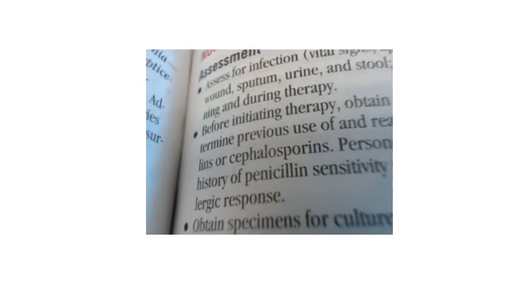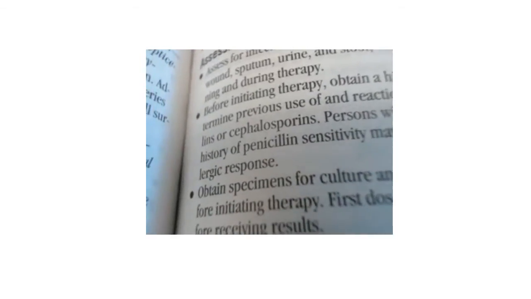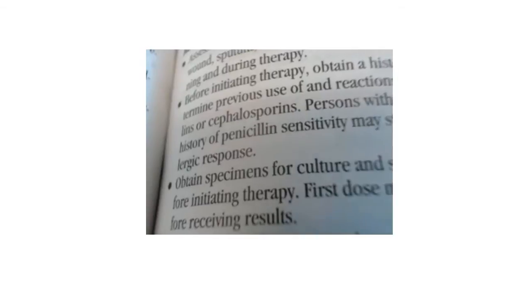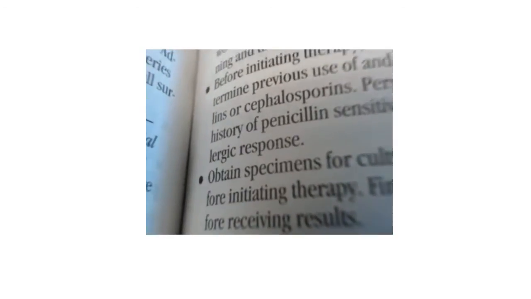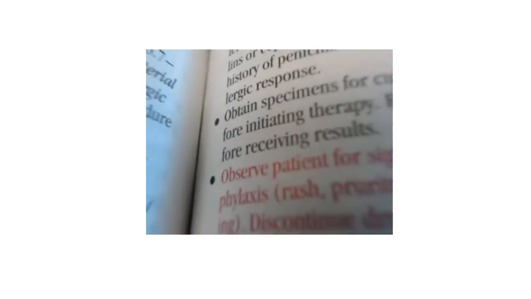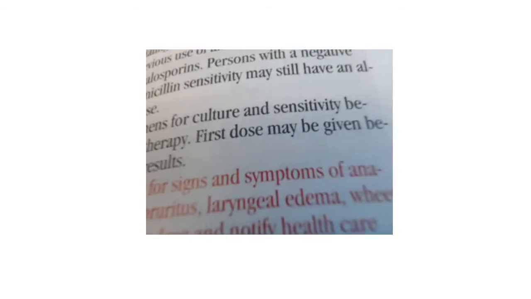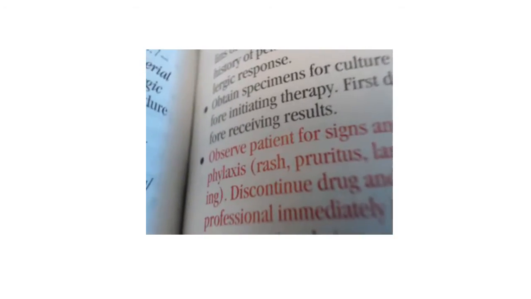If the person has a history of penicillin allergy, we would not administer it. And then with the first dose, we want to monitor them closely. We're going to observe that patient for any signs and symptoms of a new rash or pruritus, for laryngeal edema or swelling of the airway, wheezing, which is another sign of respiratory distress or difficulty.